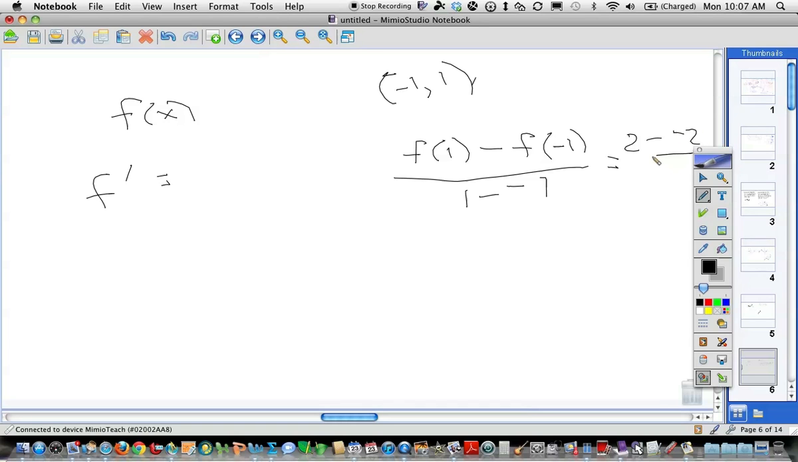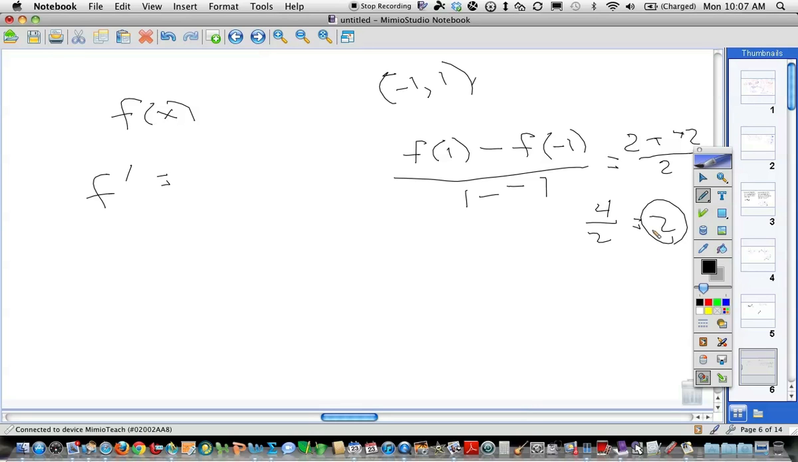-2. And on the bottom we get 2. So this would be 2 plus 2. We get 4 over 2, which is 2. Okay? So you actually want to have that calculation on your paper. It'll be a pretty easy problem like that, where you can plug in a 1, plug in a -1. You don't need a calculator to do that. So you got a 2.